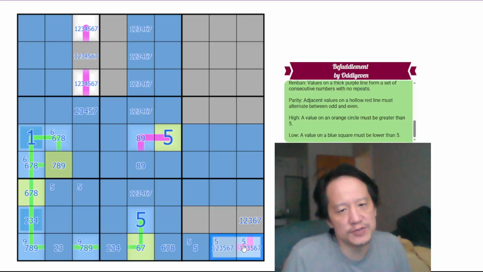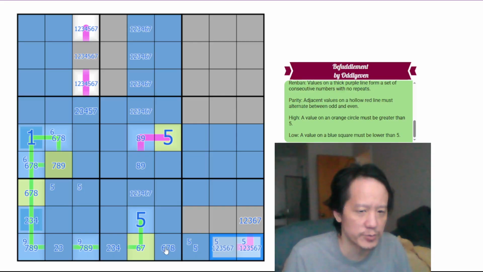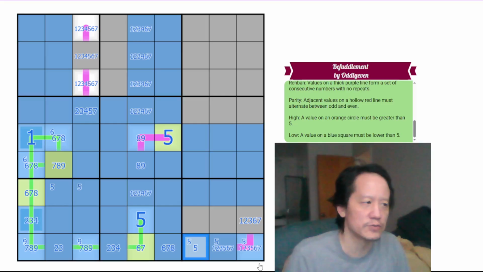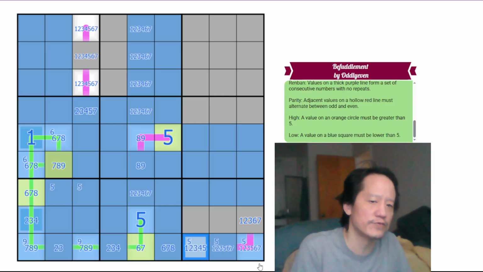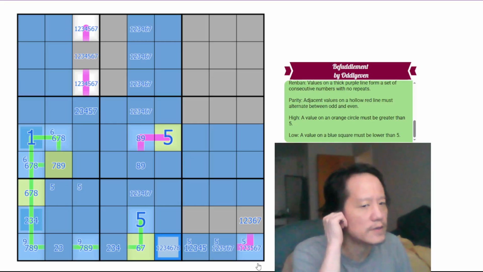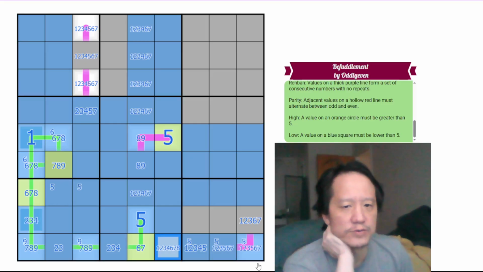If this is 5, 6, 7 in value, 5 has to be here, and one of 6 or 7 is here, which means this is 6 or 7, this is 8 or 9, 8 or 9. So this would have to be 1 through 4 or 1 through 4. Those are both possible.